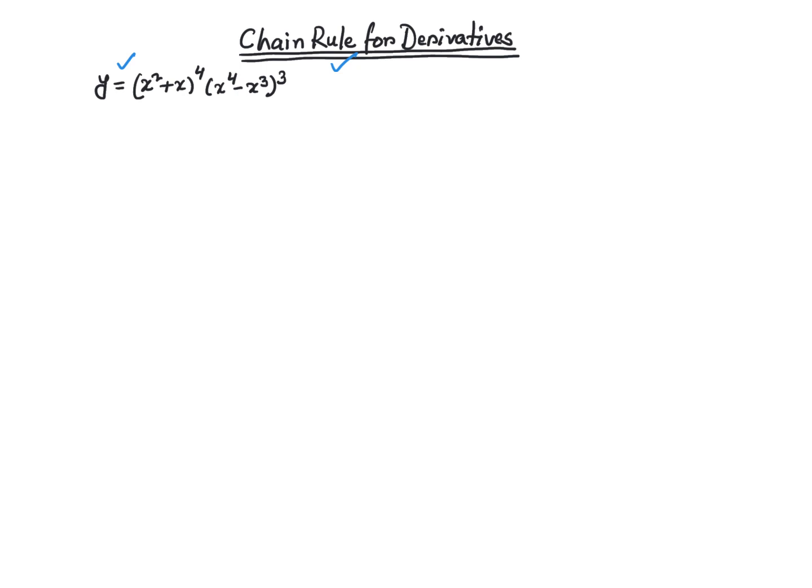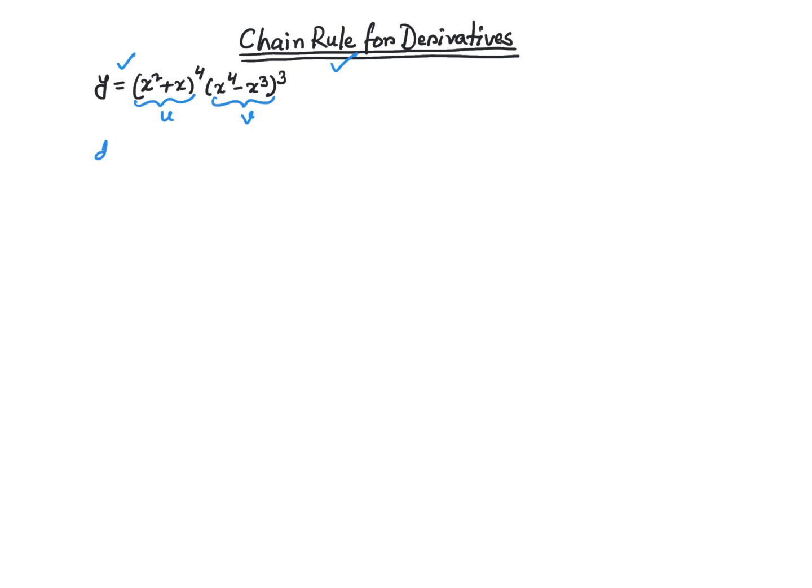So we are going to think of this as my u and this as my v. Then I could use the product rule for u times v. Then we're going to turn around and find the derivative of each of these using the chain rule. So let's just use the product rule first.